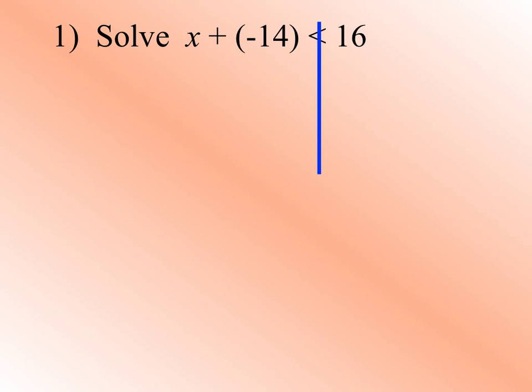So section 3.2 is using addition or subtraction to solve. So we've got x plus negative 14 is less than 16. If we're going to solve, there's no distributive or like terms. This is a basic one step.